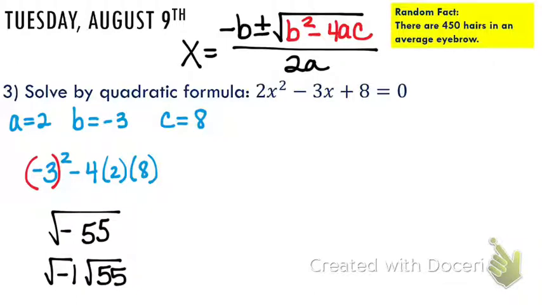What is the square root of negative 1? I. So my discriminant would just be i root 55. And then, so this part here, let me write that in red. This is my simplified discriminant. So in front of it, now I'm just going to put the rest.